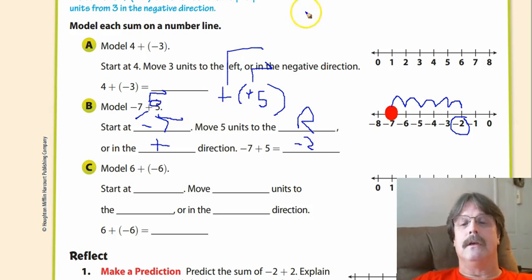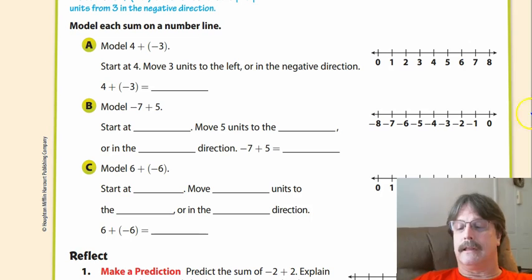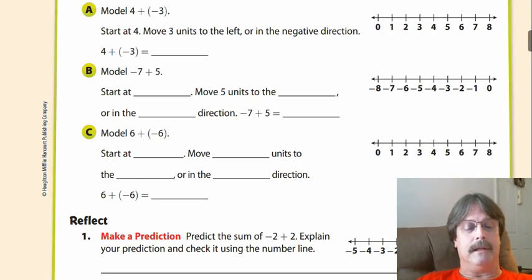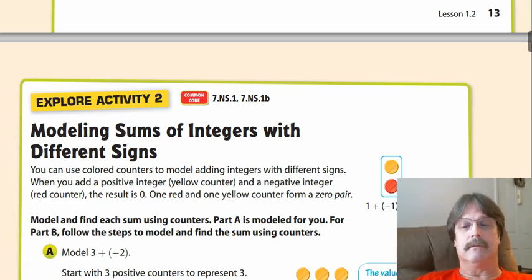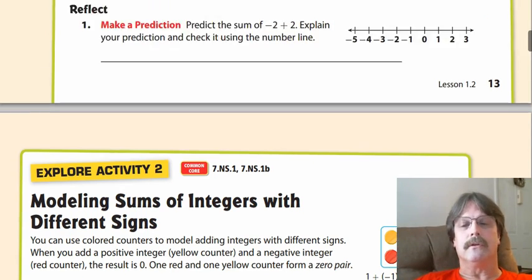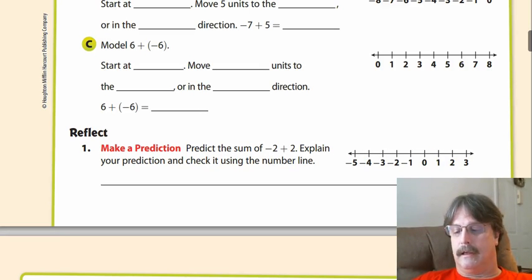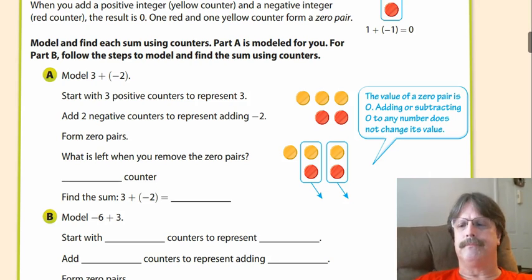Okay, let's see. You go ahead and do number 6. Come in and do the make a prediction. Whoops, went a little too fast there for you. Okay, come on down. Let's go down here.